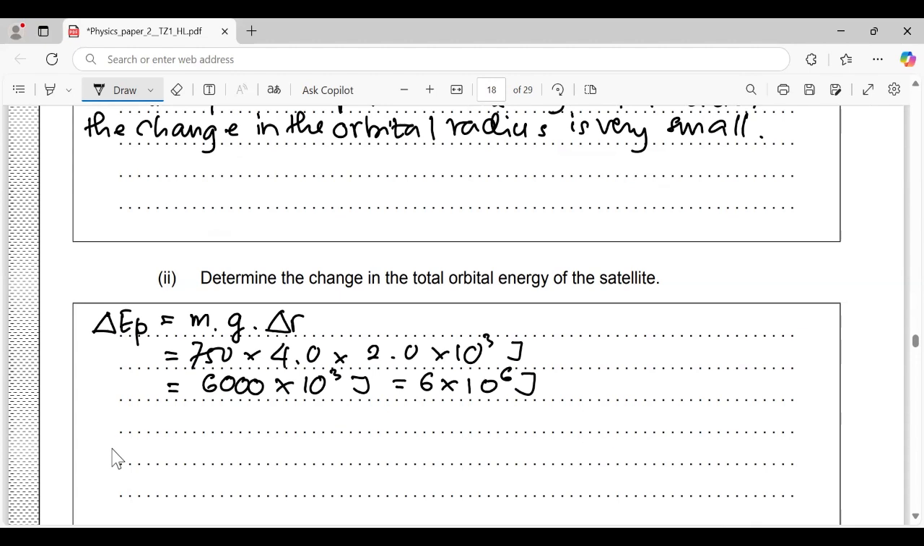And the next step is the change in energy. The total energy is half times the change of potential energy. It means half times 6 times 10 power 6 joule. And the result is 3 times 10 power 6 joule. That's the solution.